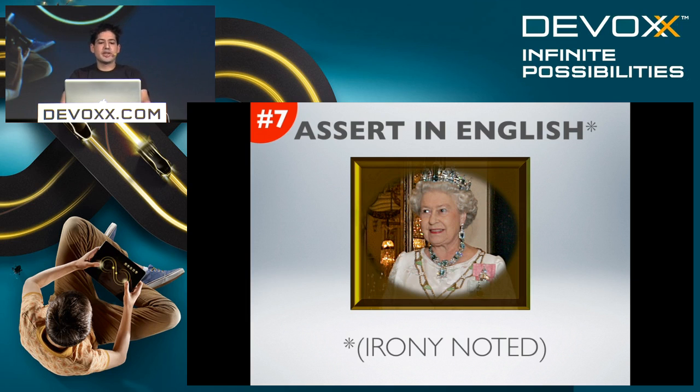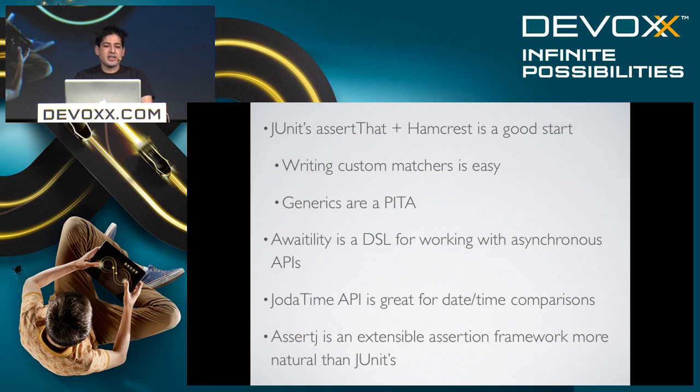Rule number 7, assert in English. Yeah, I know I'm speaking in Belgium. English is, for most of you, a second language. I appreciate that. So assert in French if you're French. There is assertThat and Hamcrest in JUnit now. If you're still using assertTrue and assertFalse, you are so far behind the times.